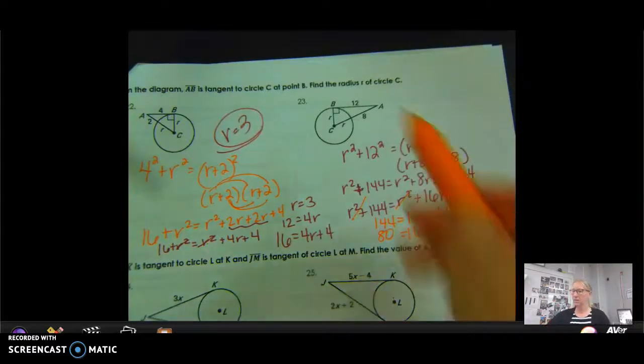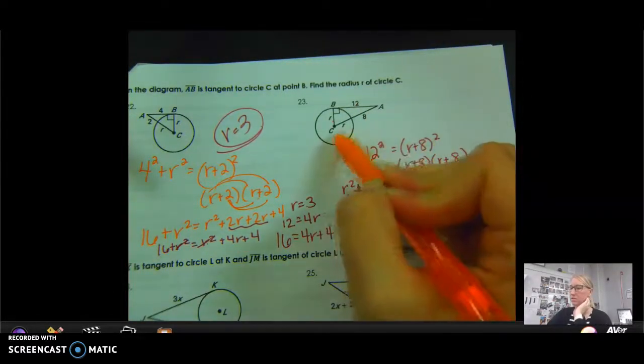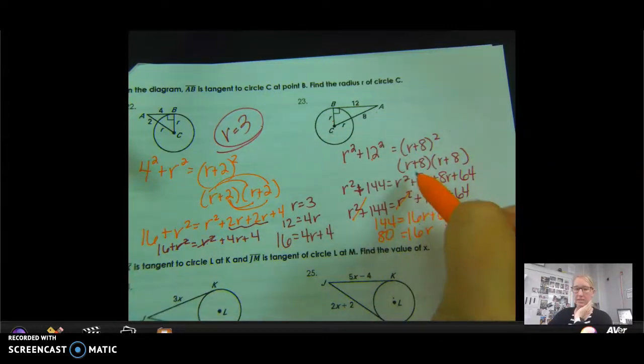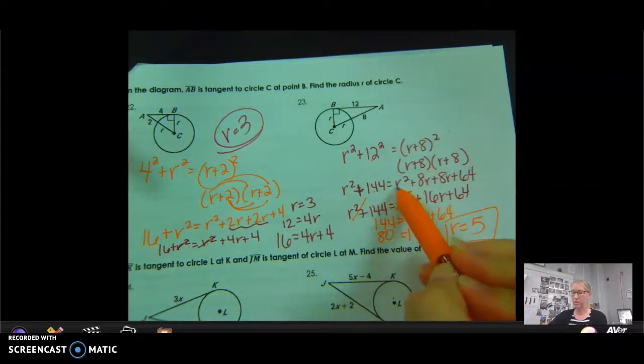Okay, so on this one we get a squared plus b squared, so r squared plus 12 squared equals r plus 8 squared. That's our c squared. So again, we have to kind of solve it like we did the last one. So r plus 8 squared really means to do r plus 8 times r plus 8. You FOIL r times 8, 8 times r, and 8 times 8. So I get r squared plus 144 equals r squared plus 8r plus 8r plus 64.